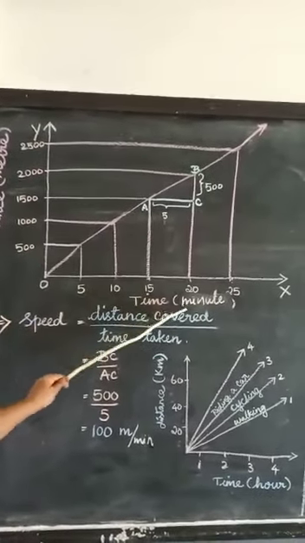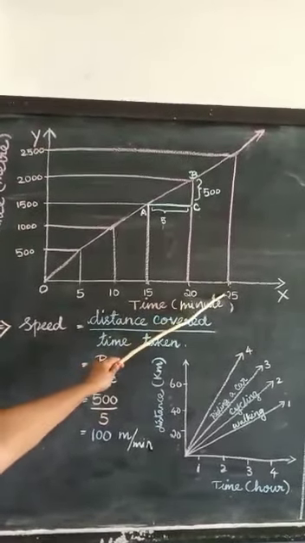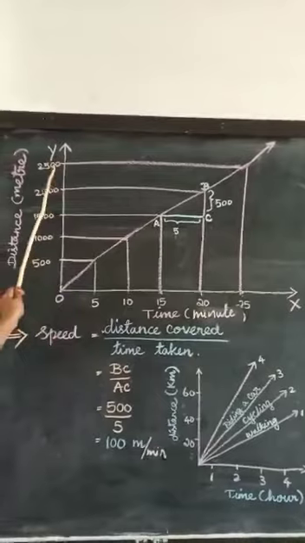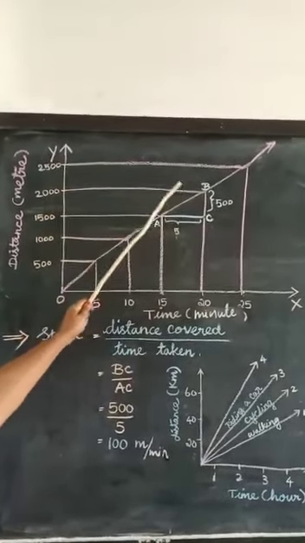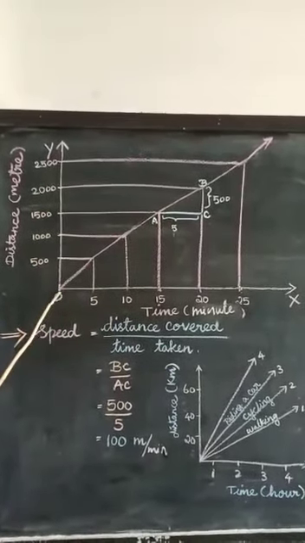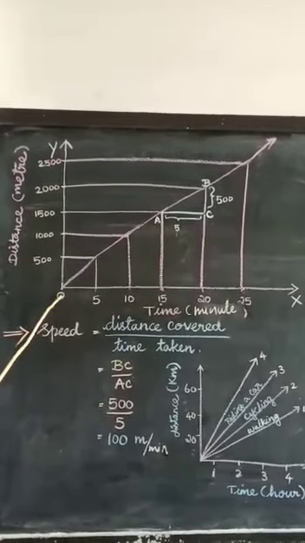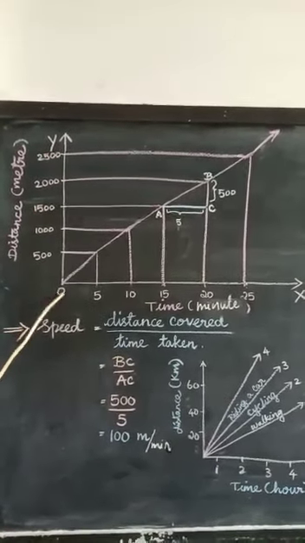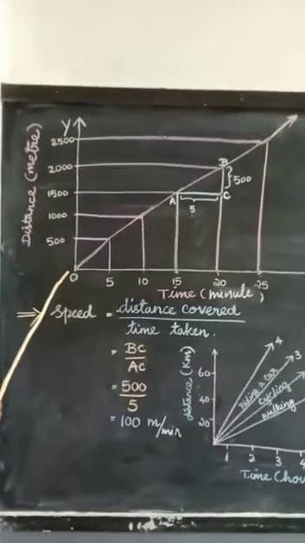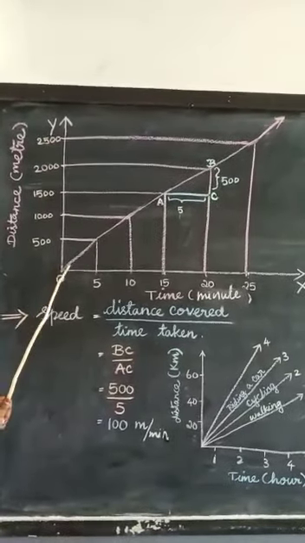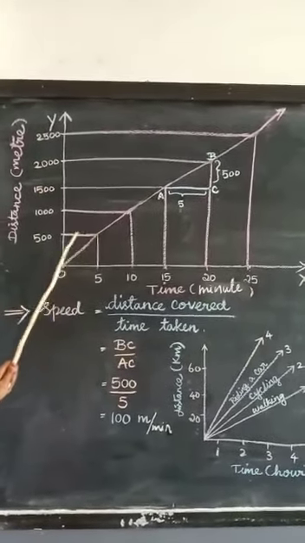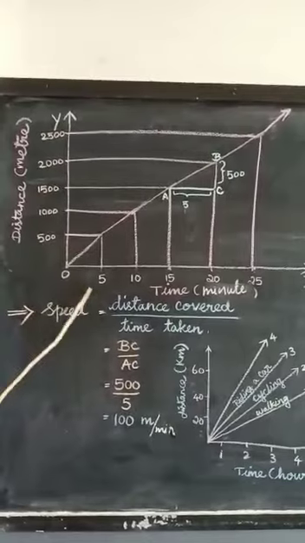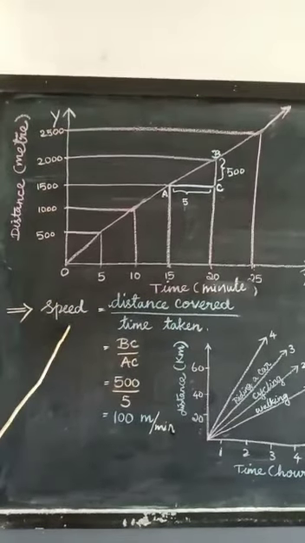Likewise, it goes on. At 25 minutes he covered 2500 meters. Finally, we can plot the point there. So you can get a straight line like this. From this distance time graph, we can calculate the speed.